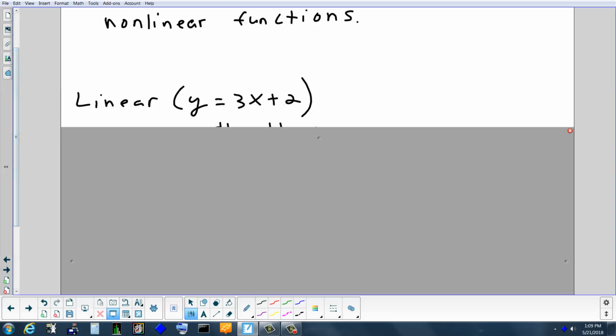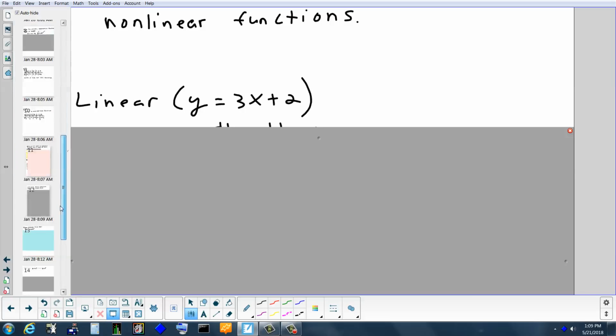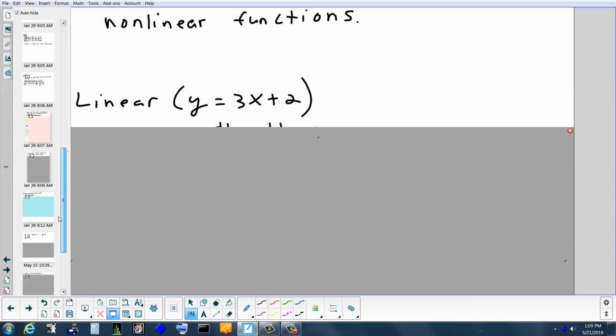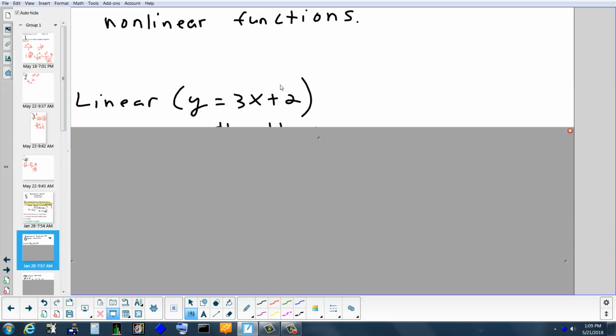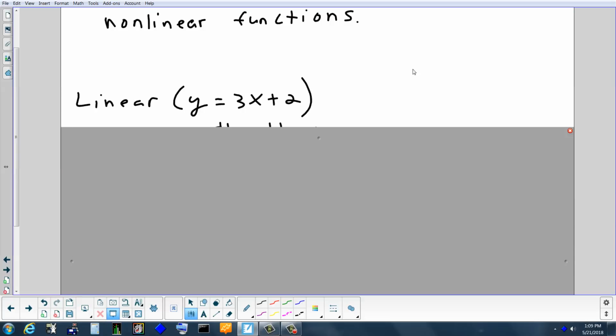So, like we talked about, here's a linear. Again, this isn't on your notes, don't worry about it. I just want to show you so you guys can see the difference. All right, linear, y equals mx plus b, right? Here it is. That's a linear function. If I graph that, that'll give me a straight line.